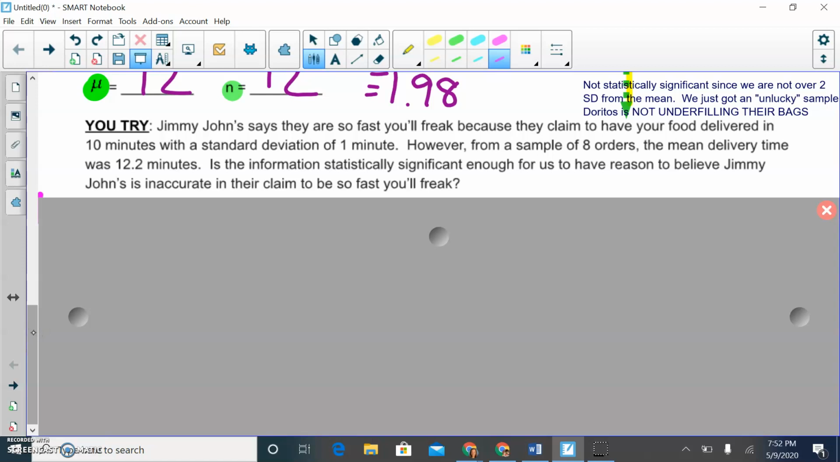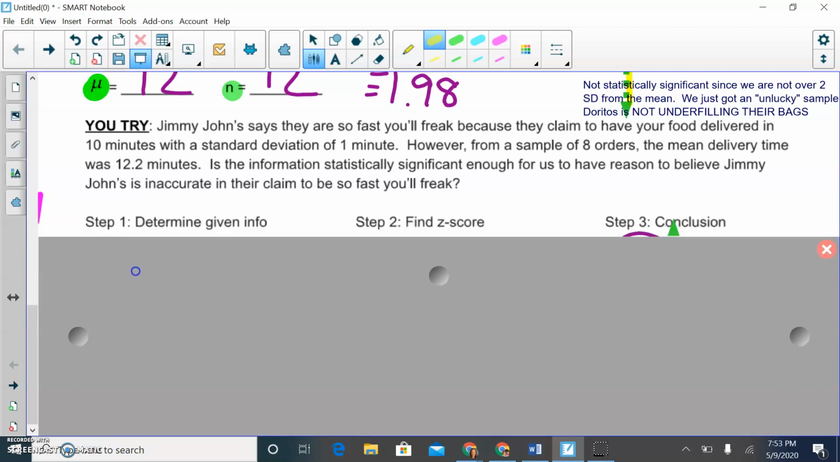So this one's about Jimmy John's, once again, made up data. They say they're so fast they're free because they'll have your food in 10 minutes delivered with a standard deviation of 1 minute. However, in a sample of 8 orders, we have a mean delivery time of 12.2 minutes. Ooh, so that's quite a bit longer than 10 minutes. Is it statistically significant for us to believe Jimmy John's is inaccurate with their claim?